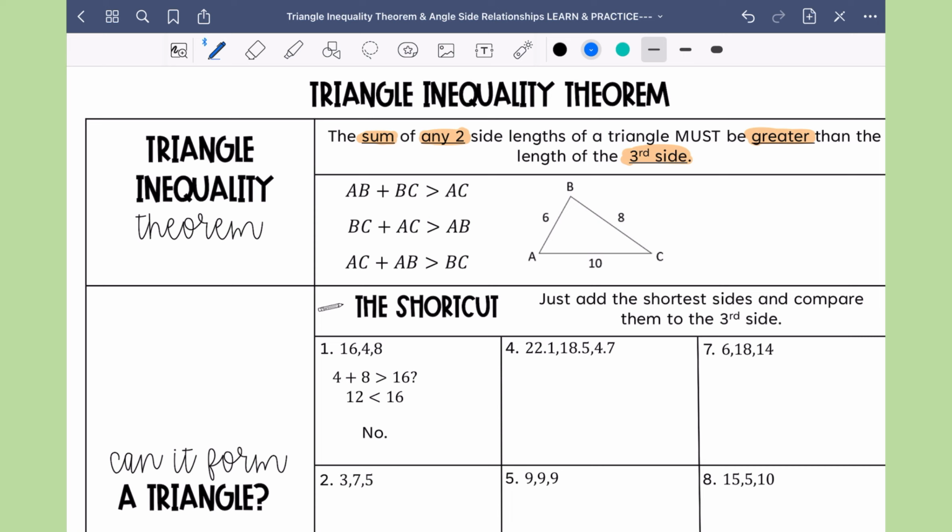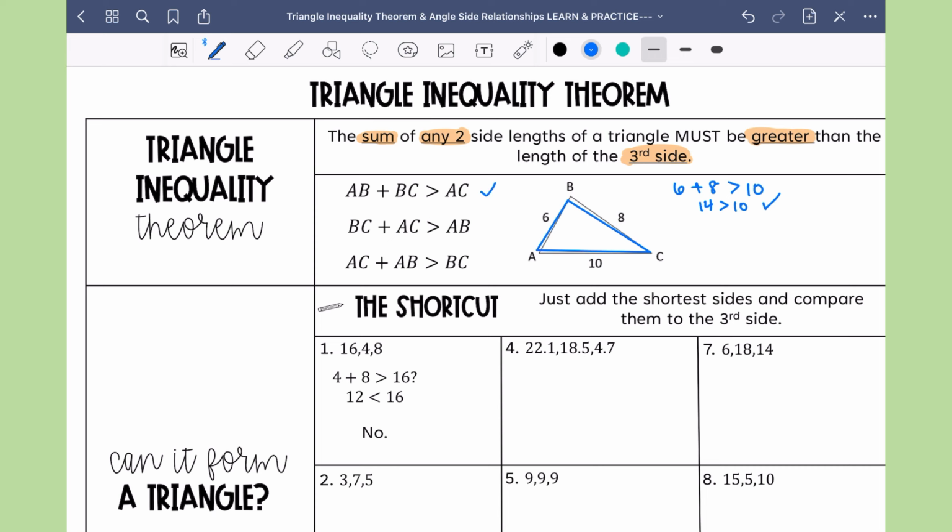So AB is right here, so that length is 6. That means 6 plus BC, what is BC? Right here, BC, which is 8, has to be greater than segment AC right there, which is 10. And we know that 6 plus 8 is 14. So 14 is definitely greater than 10, which means that it works. Let's try the next one. So this one was good.